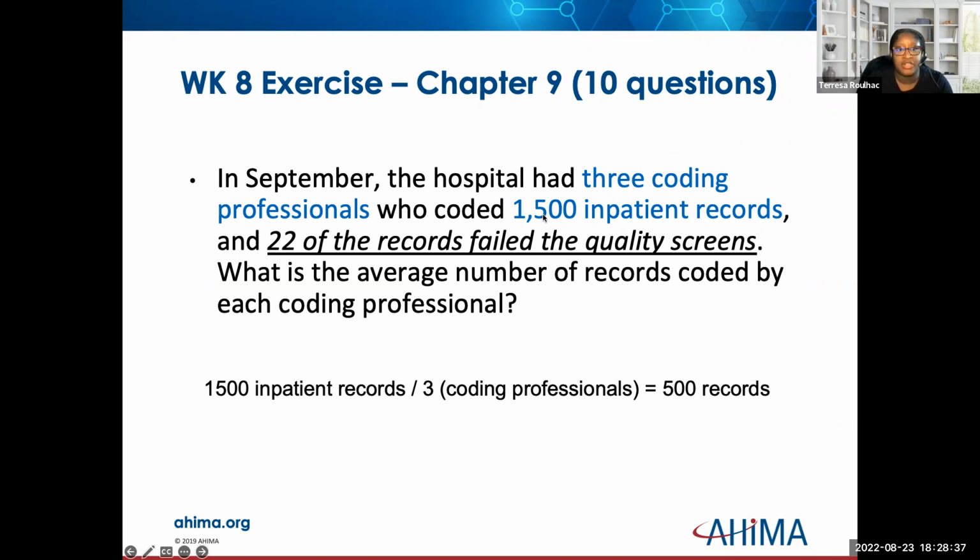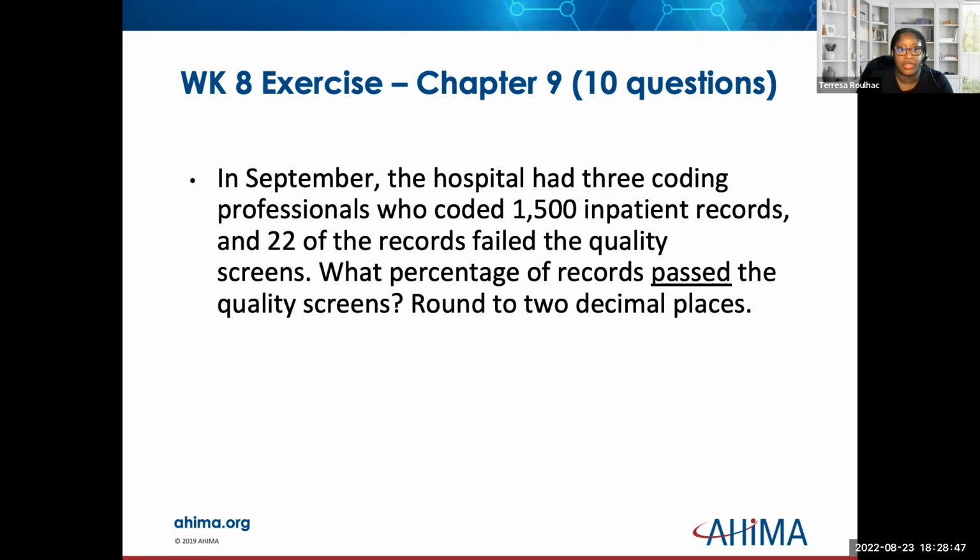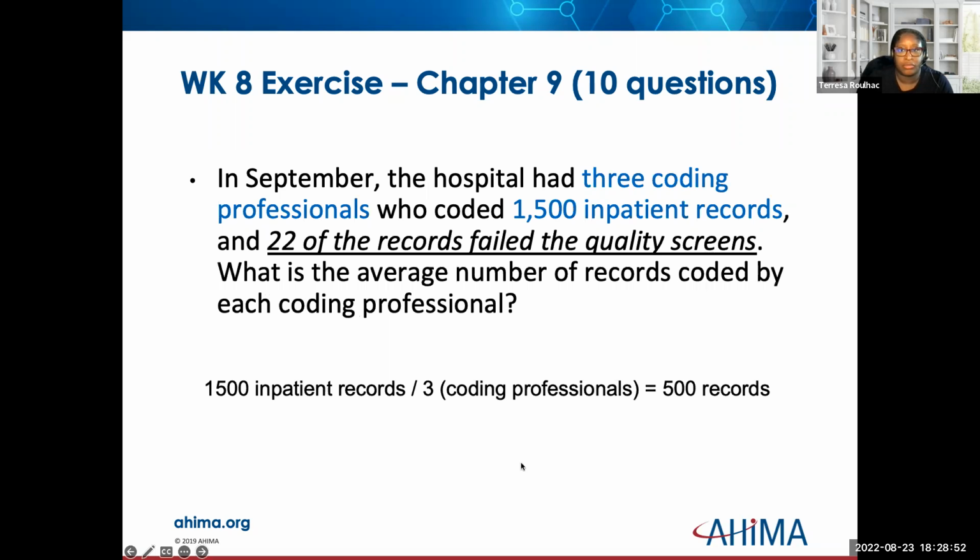We have 1,500 inpatient records divided by our 3 coding professionals. Lets us know that there's 500 records, right? I think I went too fast. All right, so 1,500 divided by 3 gives us 500.